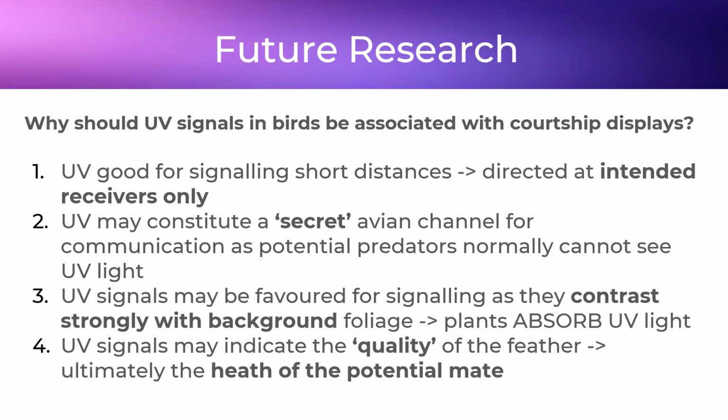So the second one is where UV may constitute a secret avian channel for communication because many potential mammalian predators are unable to perceive UV light. And the third is that UV signals may be favored for signaling because they contrast strongly with background foliage. This occurs because chlorophyll in plants absorbs UV light rather than reflecting it. So most plants will provide a highly contrasting backdrop to the UV reflective plumage on birds.